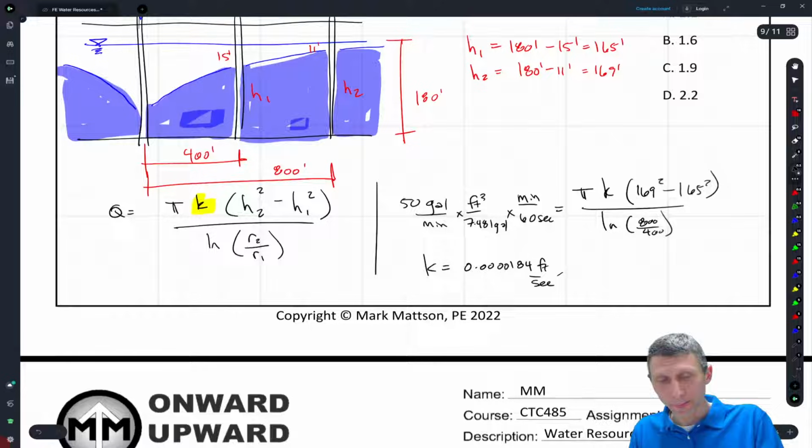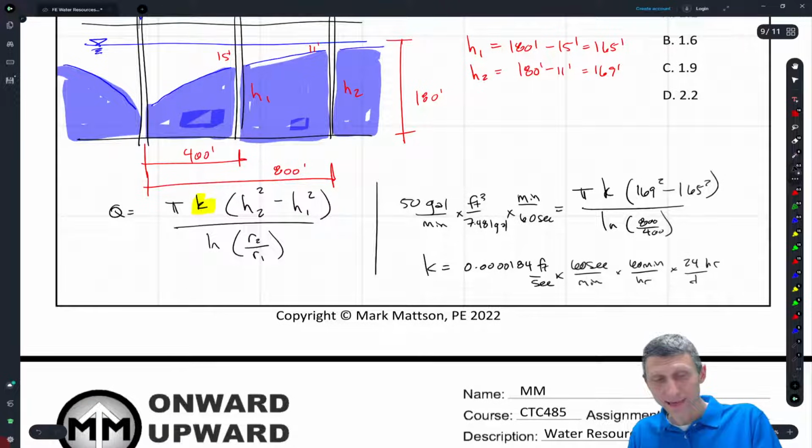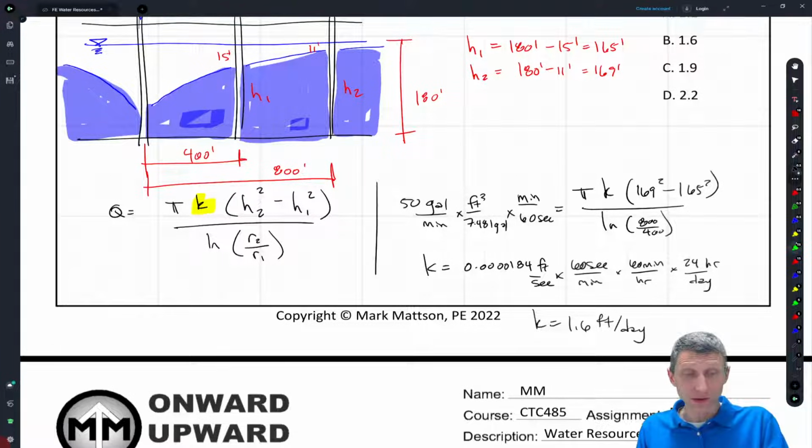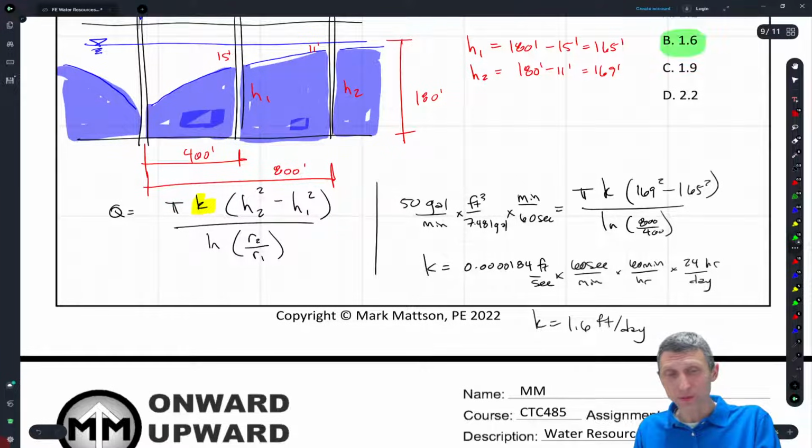So how do we get days? Well, there's 60 seconds in a minute times 60 minutes in an hour times 24 hours in a day. And K is going to equal, I think it works out to be roughly 1.6 feet per day, which is a typical kind of value out there too. So hopefully this works for you.